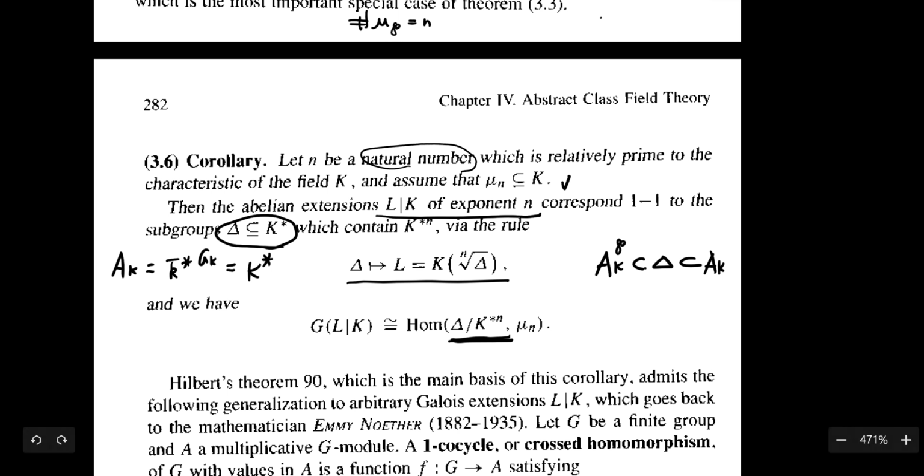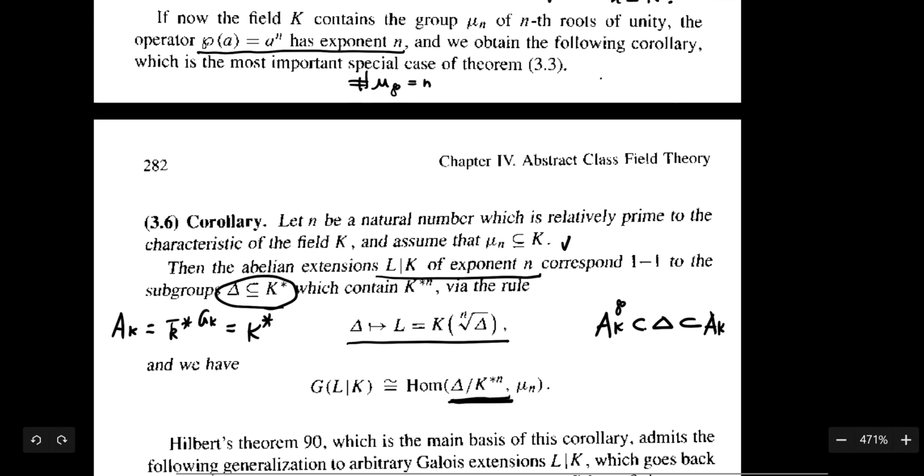So this is a number field. Sorry, what did I say? This is for a real field, it's also abstract. This is not necessarily a number field, sorry. It's just an arbitrary field which contains the multiplicative group of roots of unity. We have the one to one correspondence to describe all the Abelian extensions of exponent n.